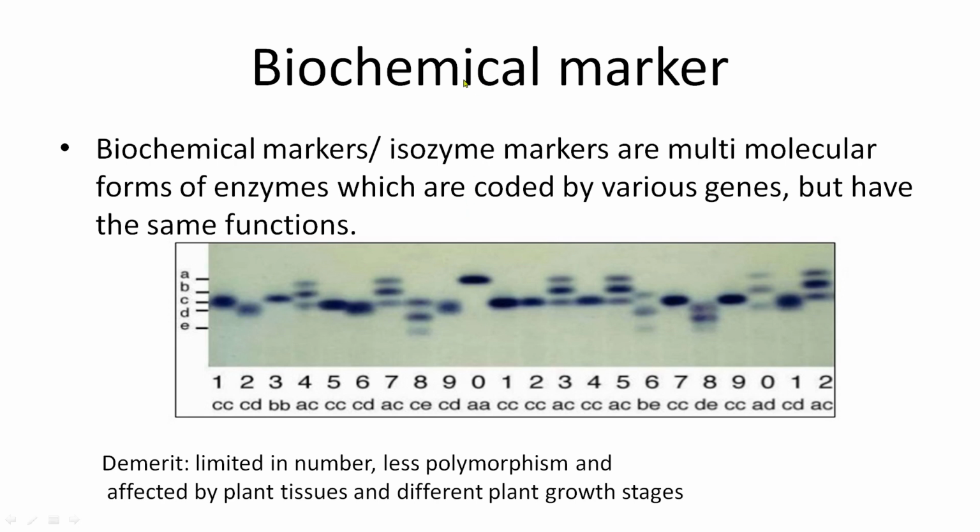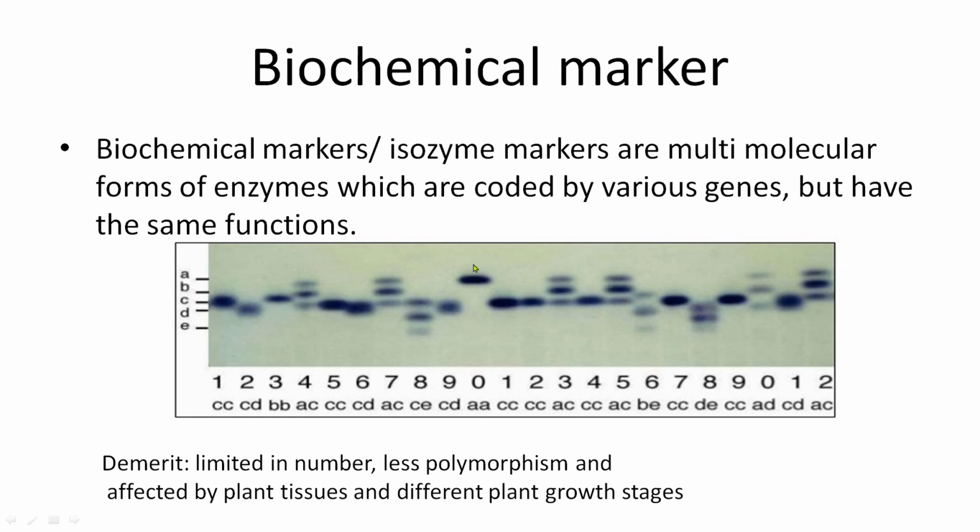Okay, if different alleles correspond to the production of different isozymes, they can act as biochemical markers. What are isozymes? These are multimolecular forms. Different isozymes have different molecular structures but similar functions. Because of the different molecular structure, they will move at a differential speed in the electrophoretic gel.